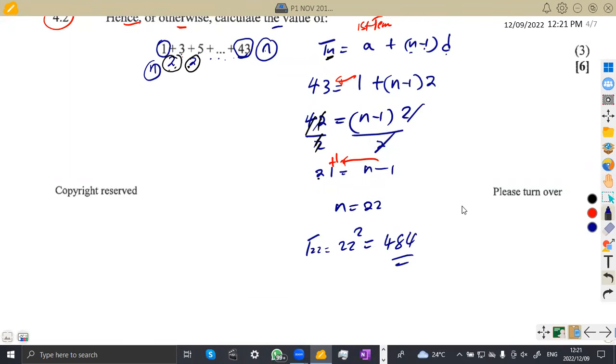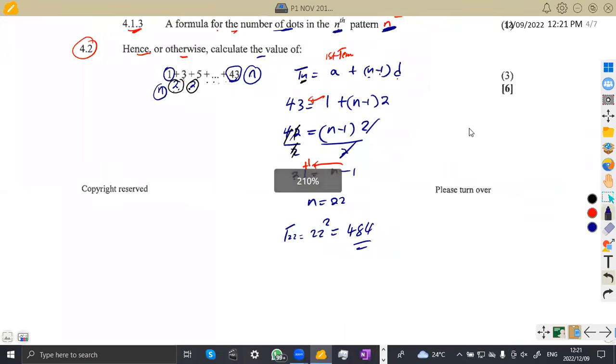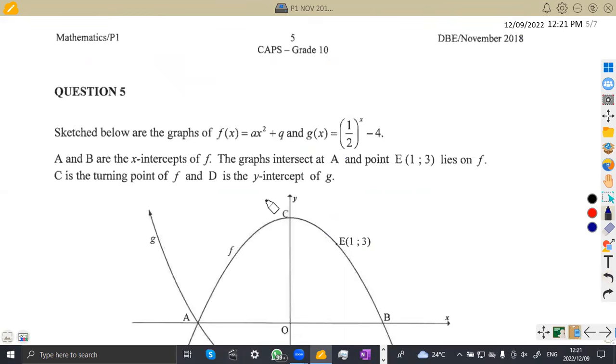So that was it, guys. As you can see, simply clear. All you need to do is to revise as many question papers as you can. So that was actually 6 marks on question number 4. Let's check what we had on question 5.